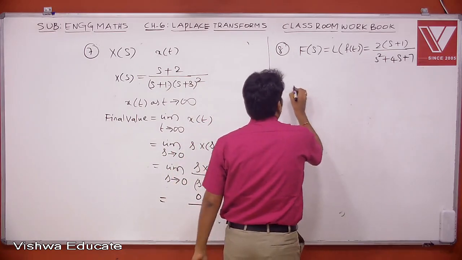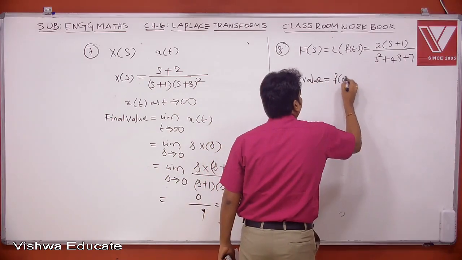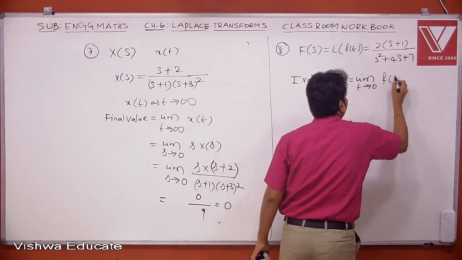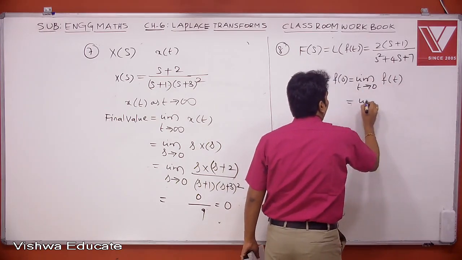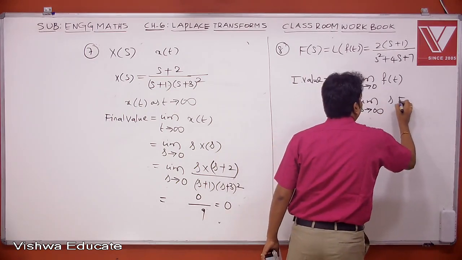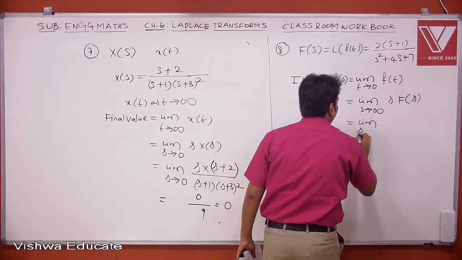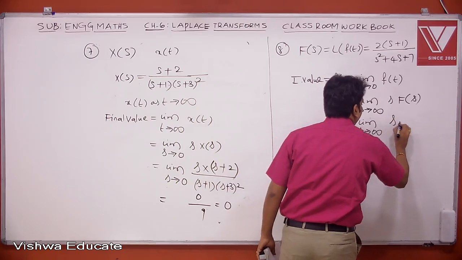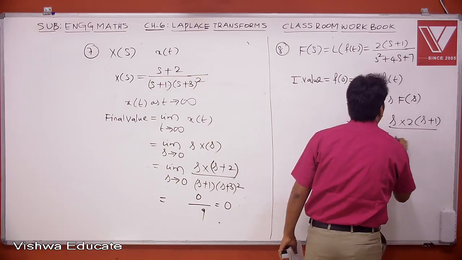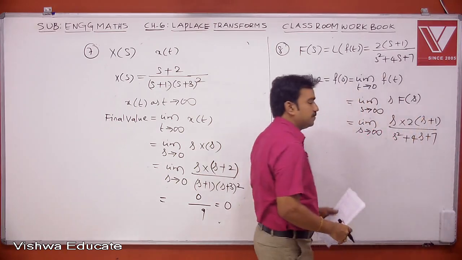Let us see. The initial value is nothing but f of 0. So this is limit t tends to 0 f of t by the initial value theorem. But here capital F is given, so this is limit s tends to infinity, s into capital F of s. So therefore this is limit s tends to infinity, s times F of s, which is 2 into (s plus 1) divided by (s square plus 4s plus 7).